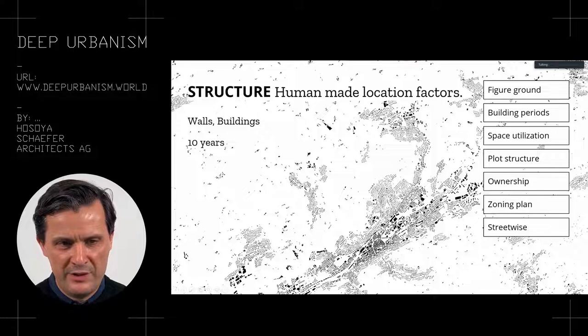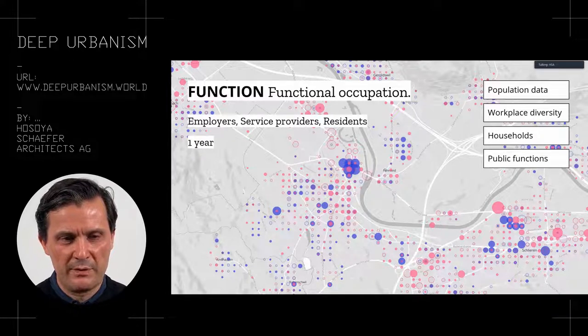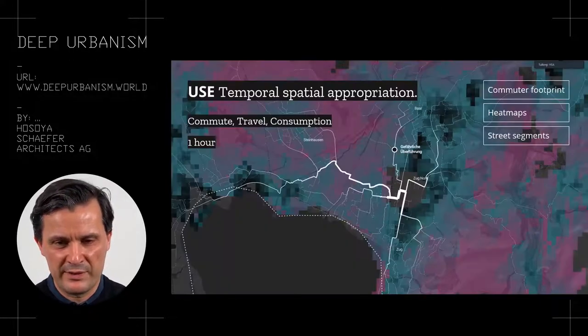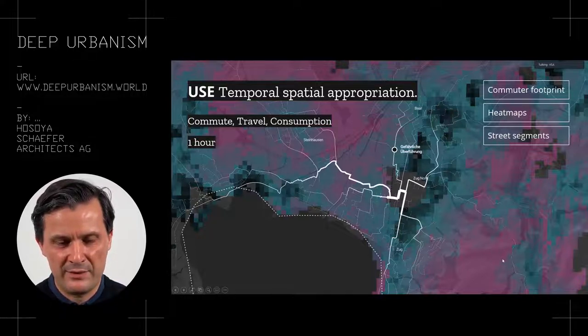Then we have the human-made location factors, walls and buildings, which change in a matter of tens of years. Functions and function distributions, which change in a matter of years. And use, which changes in a matter of hours. So for example, what you see here is the accessibility of our Zug site by bikes, and the advantage you have by bike in terms of public transport. So the more colored a site is, the more easily you reach this central spot with your bike as compared to public transport.